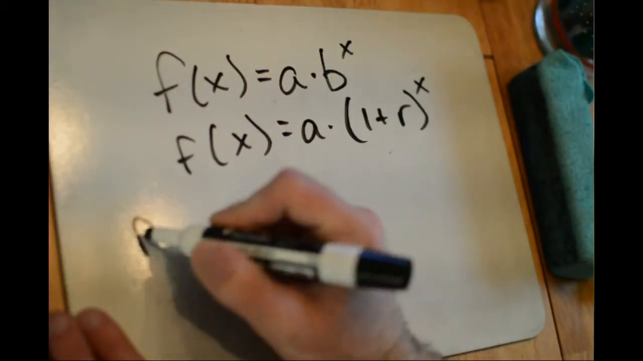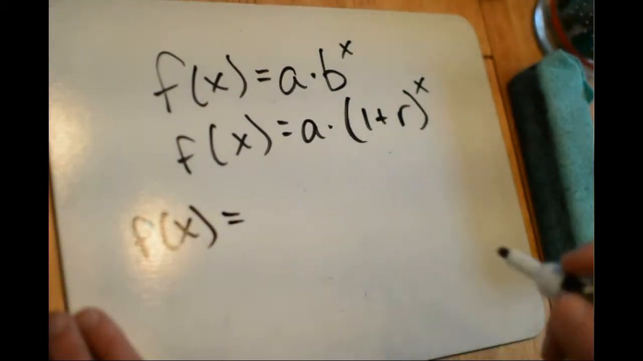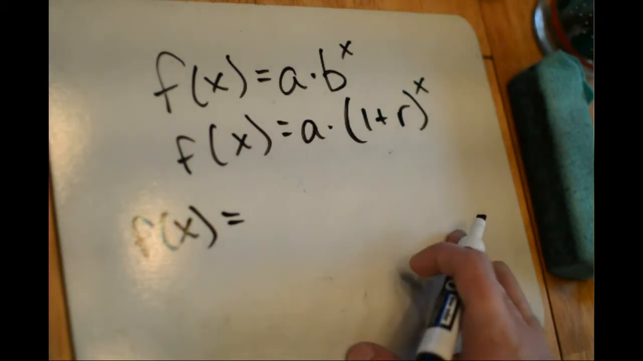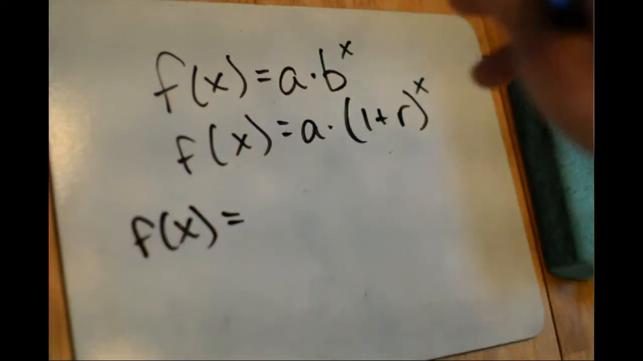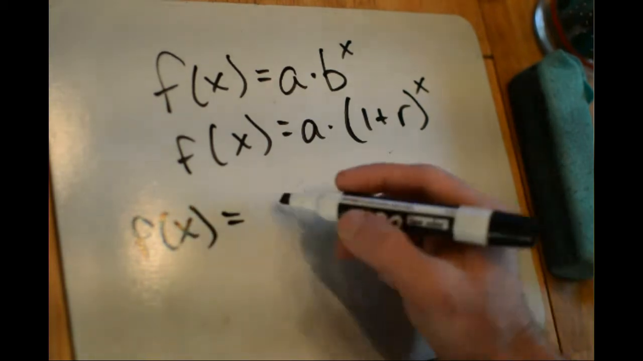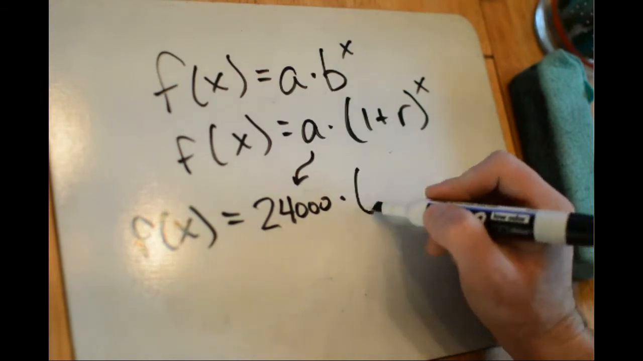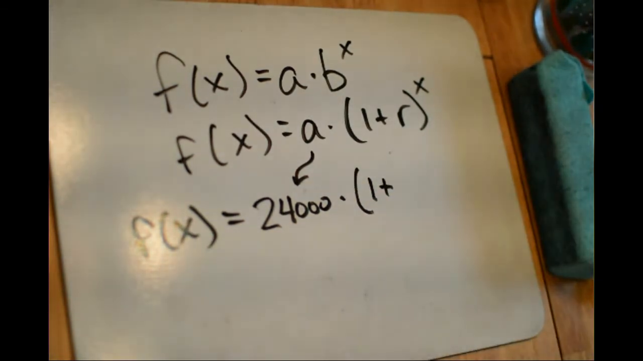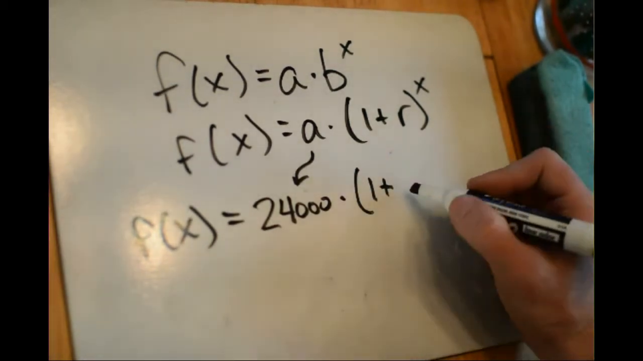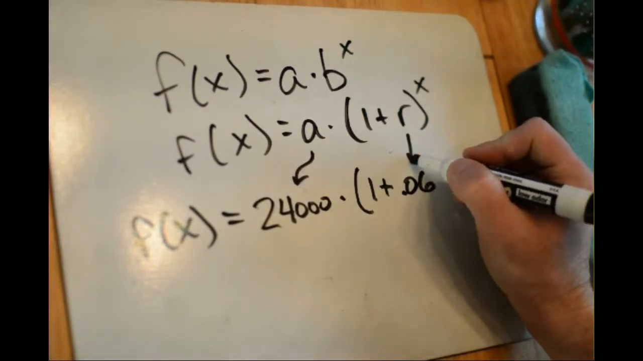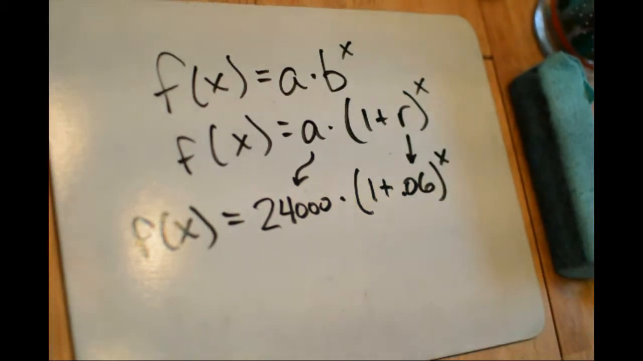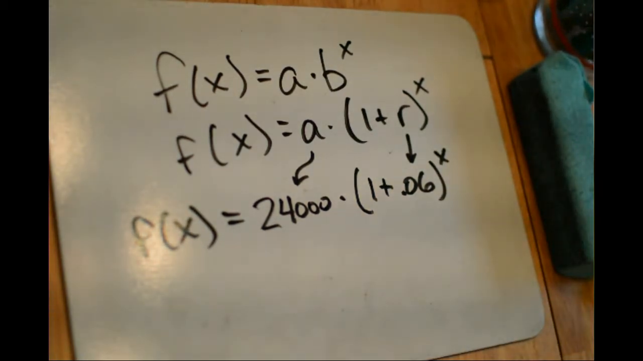So writing this function out, f of x is equal to a, our starting value. Well, how much did he start out with his loan? He started with $24,000, so a is $24,000 times 1 plus, and we're going to use plus here because the balance is increasing by 6%, and so r is that percent rate, 0.06 as a decimal, and that's going to be raised to the x. So here's our exponential function modeling the amount of this balance over time.